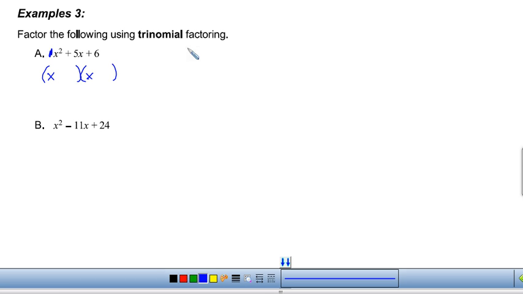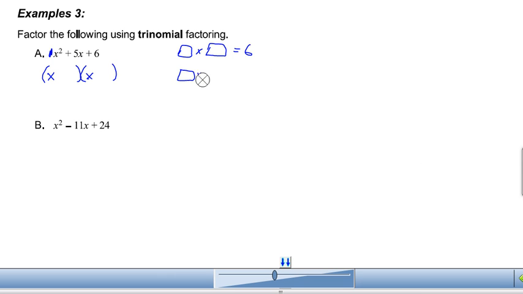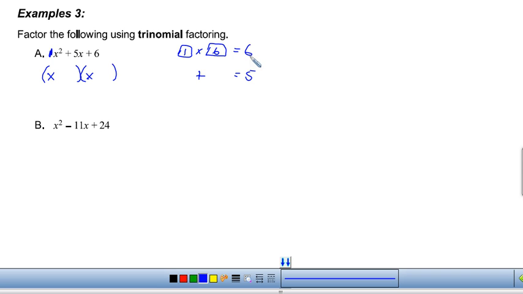Okay, so first example. I have to think of 2 numbers that multiply to give me 6, but that add to give me 5. So, for example, if I thought, okay, 1 times 6 is equal to 6, well, does 1 plus 6 equal 5? No. But if we say 2 times 3 is equal to 6, then 2 plus 3 does equal 5. And so these are my two numbers.